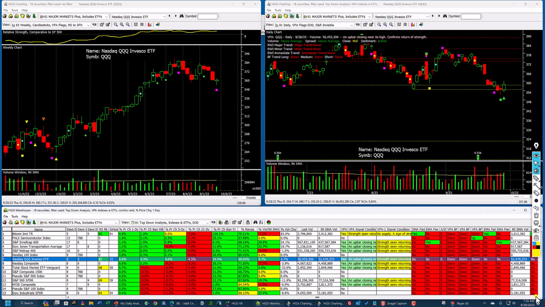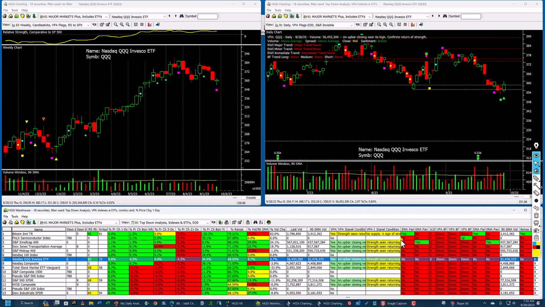Now I'm going to scroll over here, and you can see that the fan is only up on Bitcoin. It's down on all the rest of these. You can see accumulation. These are lagging indicators though, and the VPA trends are all down. Here's the long, the medium, and the short. But remember, these are gonna lag.